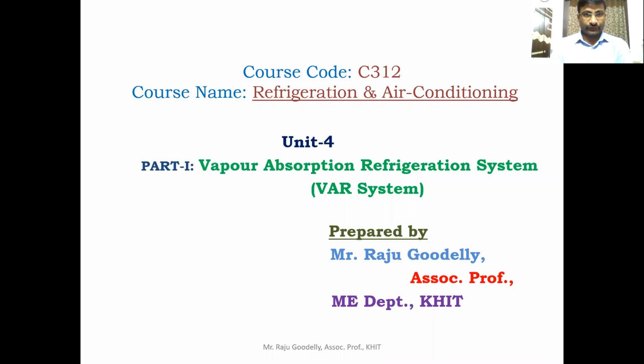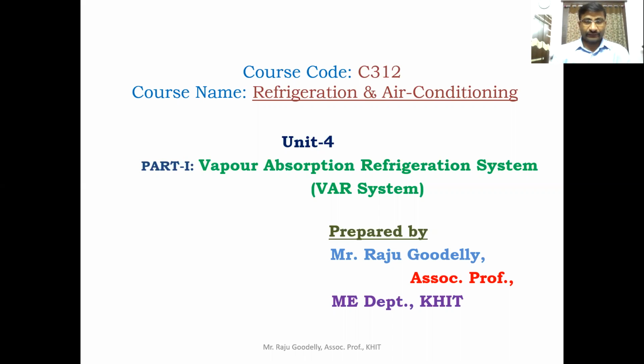Today I'm going to start the new unit, the fourth unit, which has two parts. Part one is the vapor absorption refrigeration system, and part two covers non-conventional refrigeration systems: the steam jet refrigeration system, the thermoelectric refrigeration system, and the vortex tube refrigeration system. These three are under part two of unit 4. Part one of unit 4 is the vapor absorption refrigeration system, shortly called the VAR system.